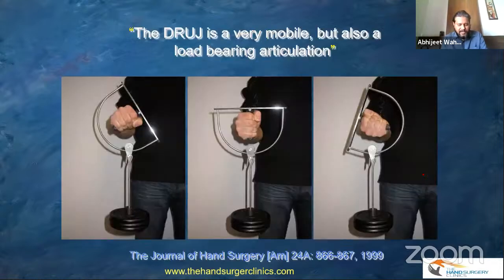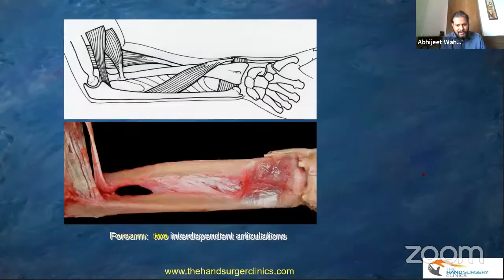So the key concept, and this is especially for every orthopedic surgeon to understand, is that the DRUJ is a load-bearing articulation, pretty much like the knee joint, pretty much like the ankle joint, pretty much like the hip joint. The distal radioulnar joint is a load-bearing articulation. Once you understand this, it just makes things very easy for us to comprehend and to deal with these particular problems. So how is DRUJ a load-bearing joint?